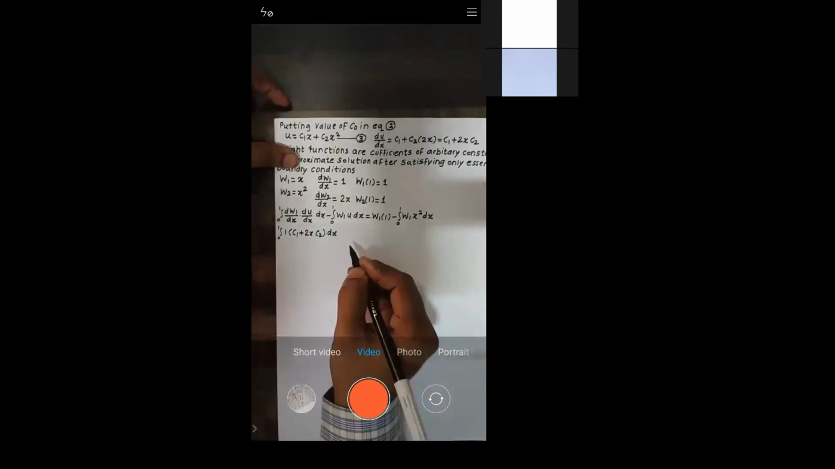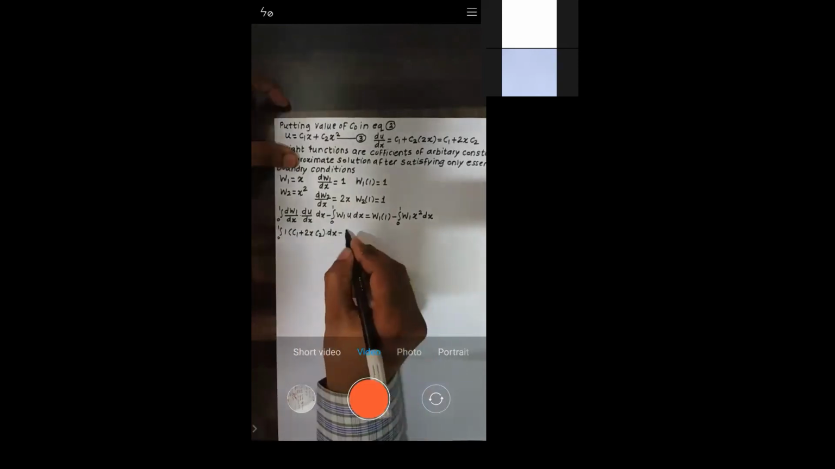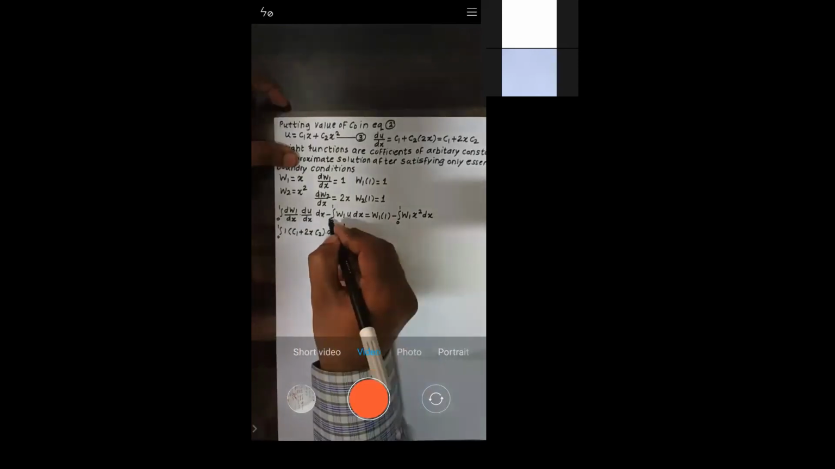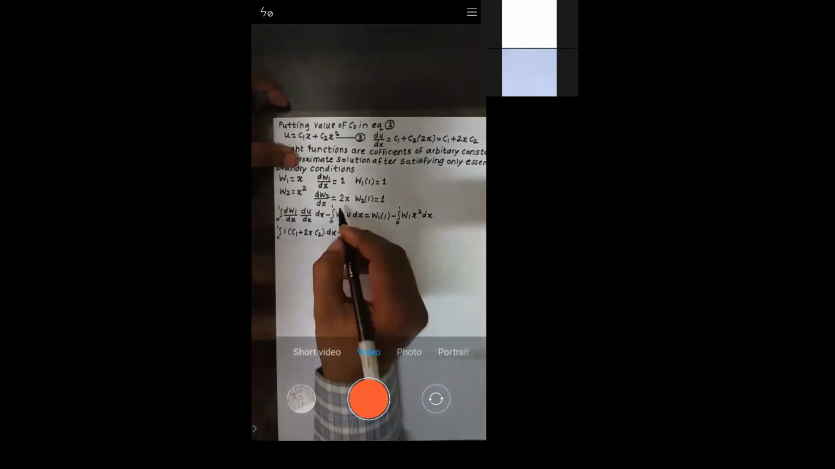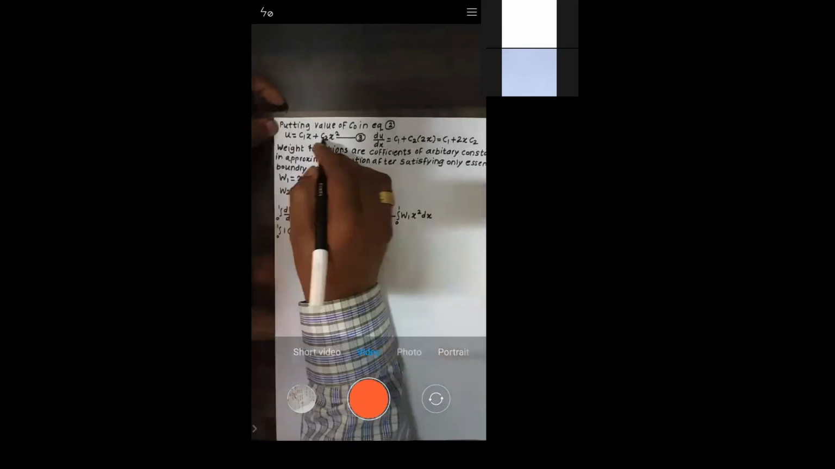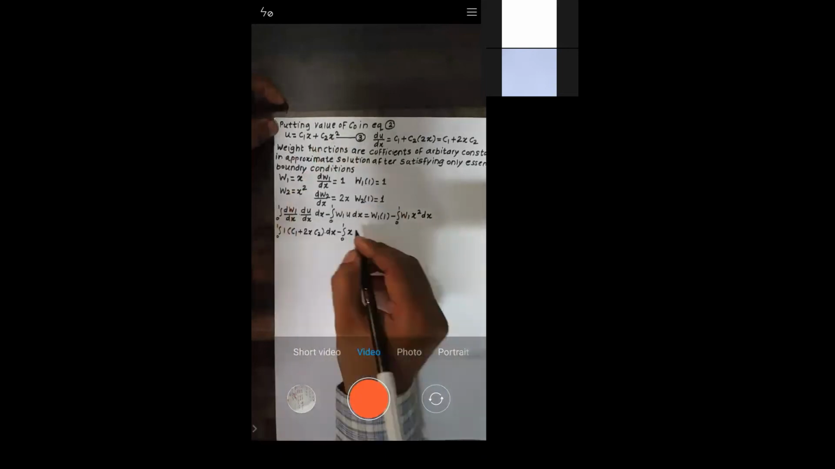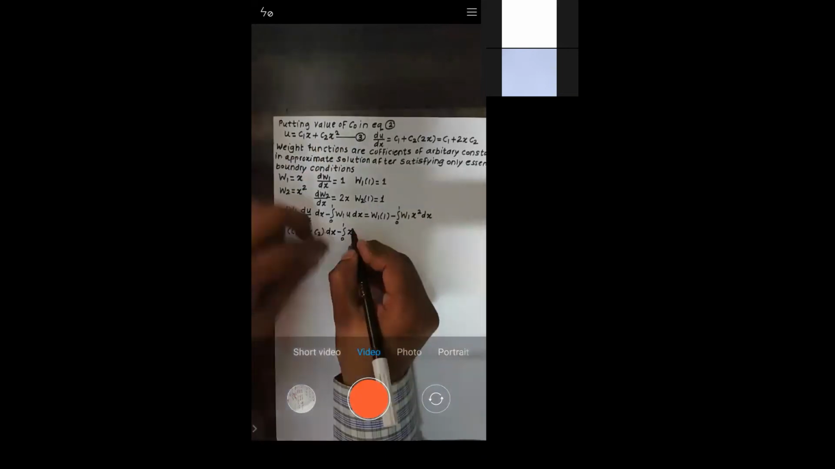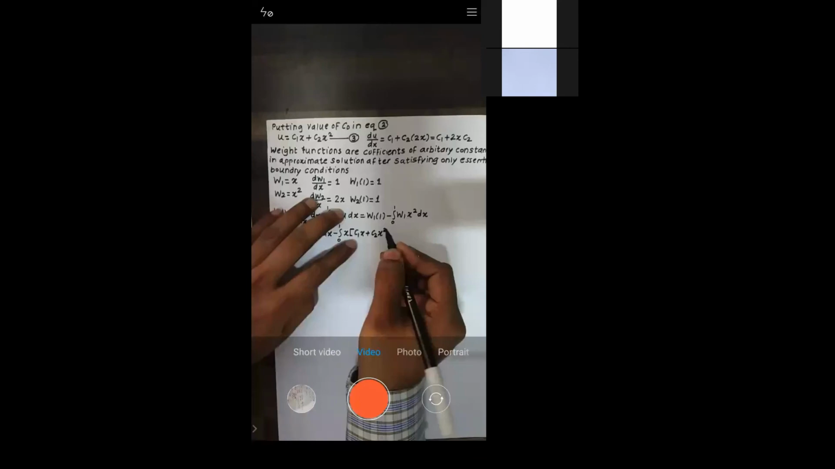Minus integration 0 to 1. What is w1? It's x, into what is u? It is here. What is u? It is c1x plus c2x square. Okay? Yes or no?